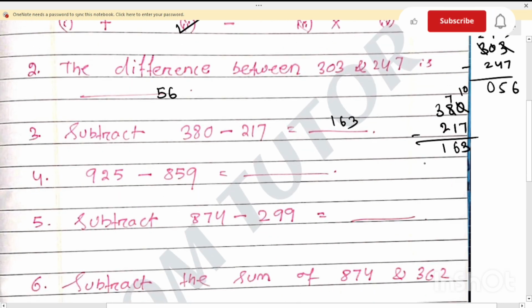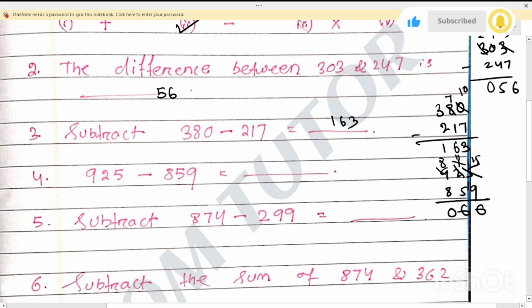95 minus 8, 5, 9. So 15 minus 9, that is 6. Here is 1. 11 minus 5, that is 6. Here is 8. 8 minus 8, 0. The answer is 66. Next question.